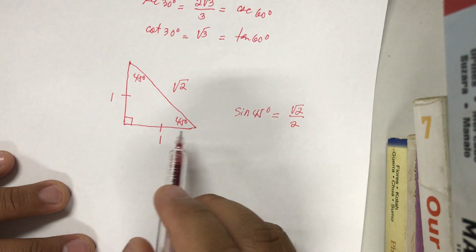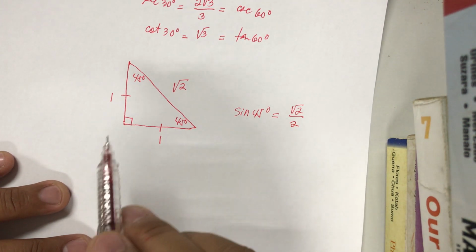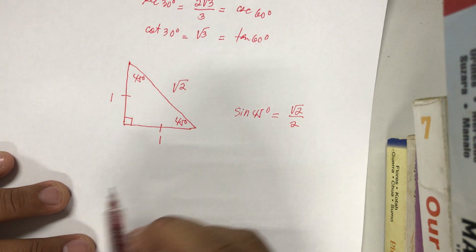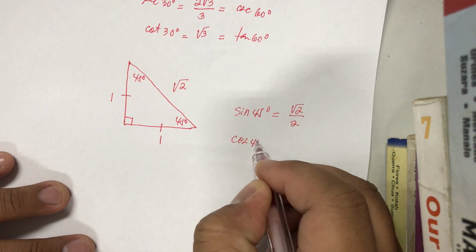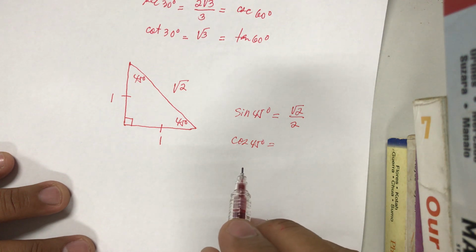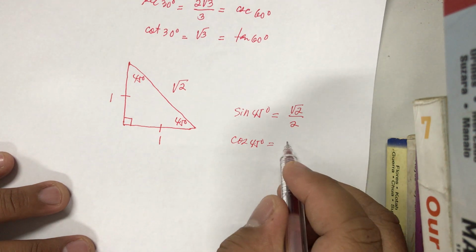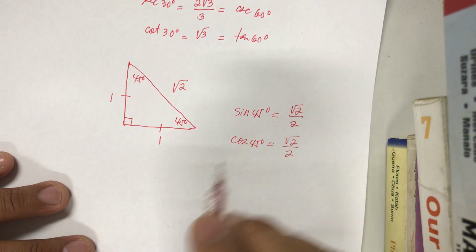Sir, which 45 degrees angle should we consider, the one at the bottom or at the top? Same. Next, cosine 45 degrees will be equal to side adjacent over hypotenuse, which is 1 over square root of 2, or square root of 2 over 2 again.